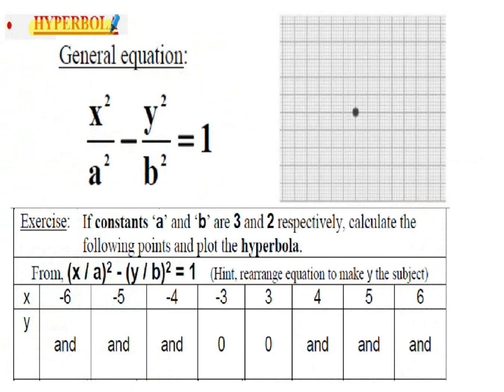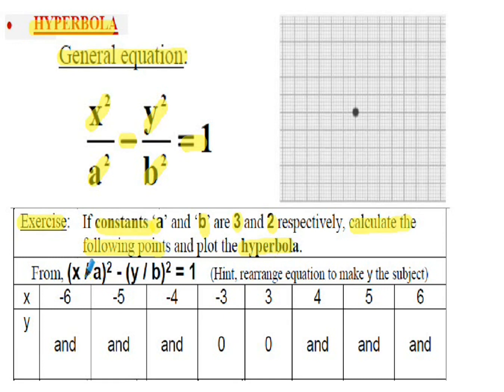The hyperbola. The general equation for the hyperbola is x squared upon a squared take away y squared upon b squared is equal to 1. Given an exercise here, we're told that constant a, in this case, is 3 and b is 2. We're asked to calculate the points on the hyperbola given the table below.